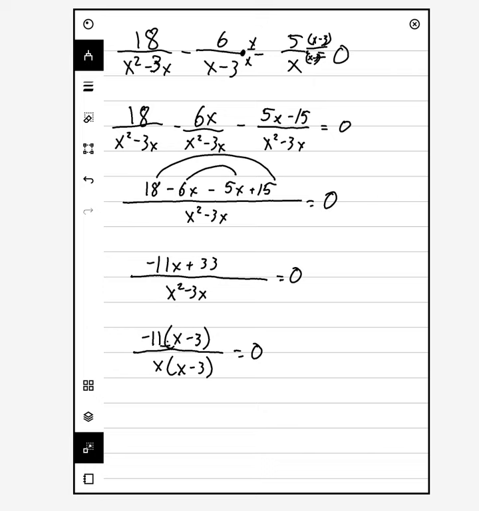And then the cool thing is, cancel, cancel. And then now my equation just comes down to negative 11 over x is equal to 0. And x would be equal to 0. Right? Because if x is 0, then all this becomes 0. And I think that's the last problem.